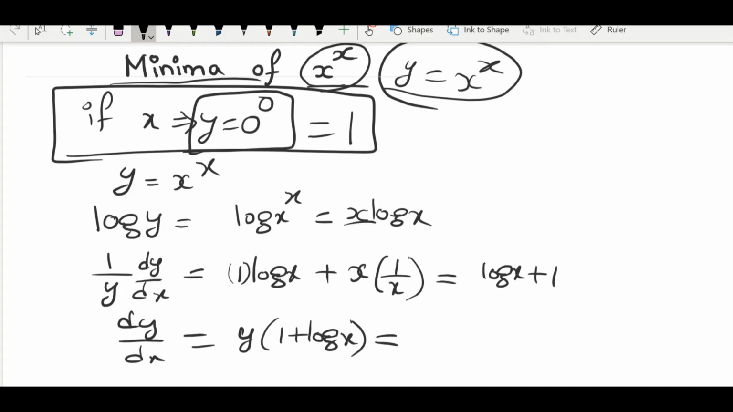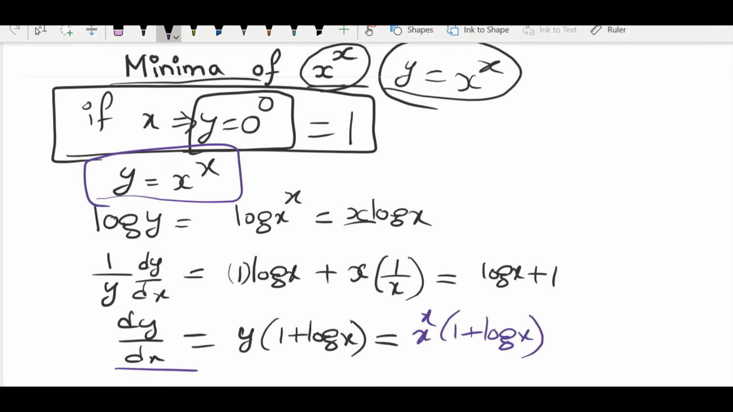Substituting back the value of y, where y equals to x power x, dy by dx will become x power x into 1 plus log x. This is the differentiation of the function x power x. But how can I find the minimum value?